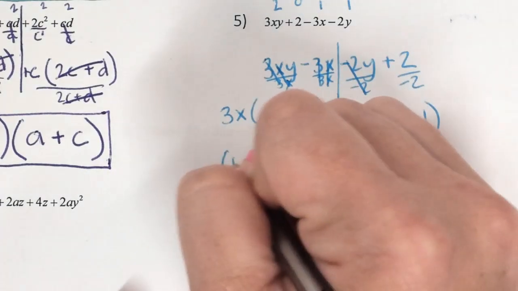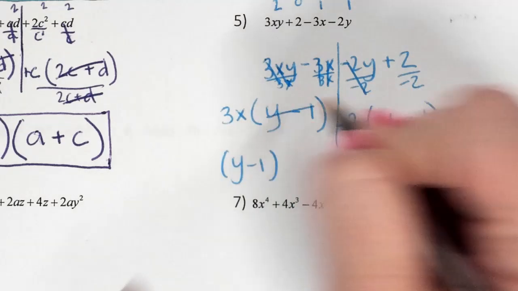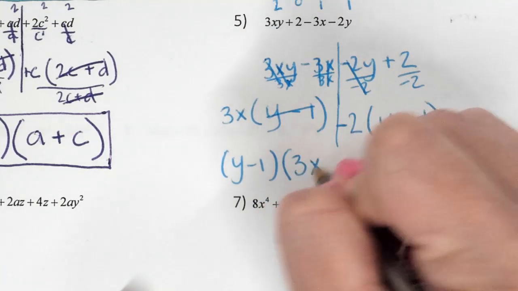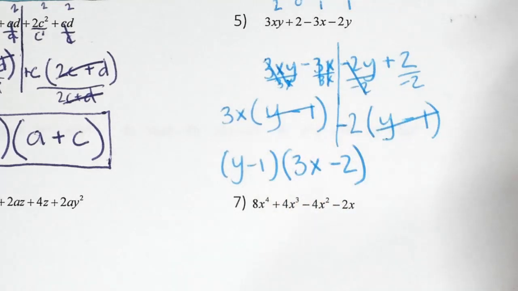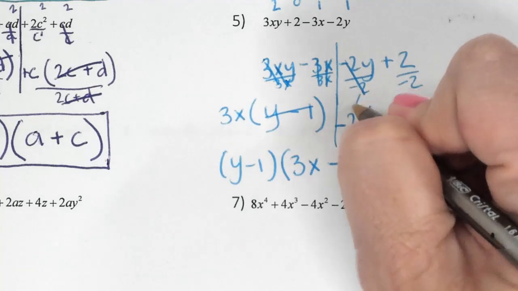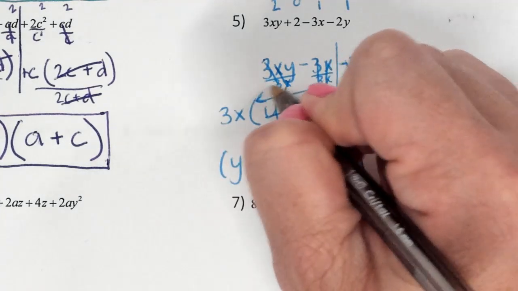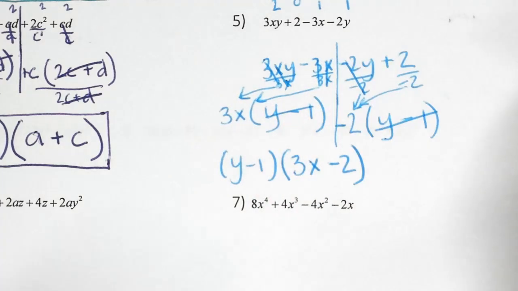So I take out my y minus 1. And what's left? 3x minus 2. Now, the biggest mistake I'm seeing, y'all, is people are forgetting to bring down their GCF and put it in front of what's left over. So don't forget to rewrite it just like we did yesterday. GCF, parentheses, what's left. Yes?